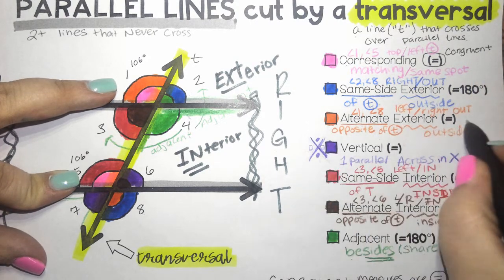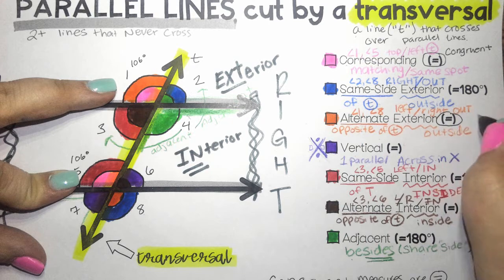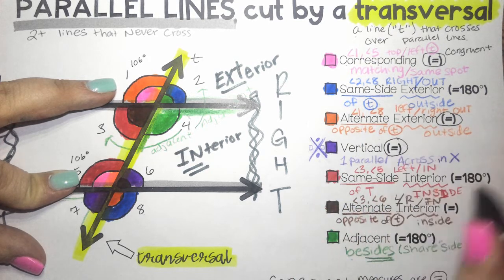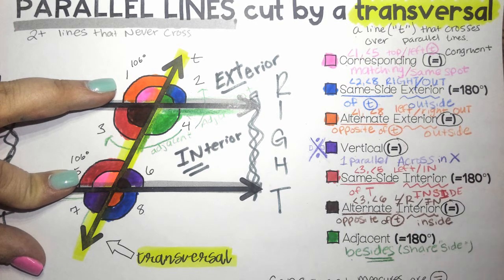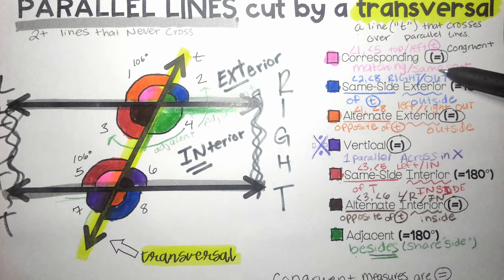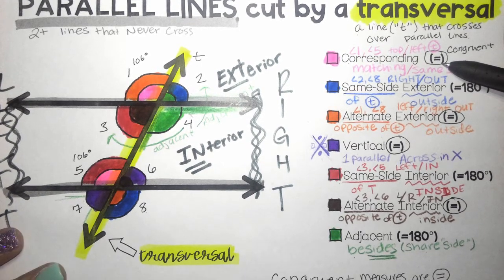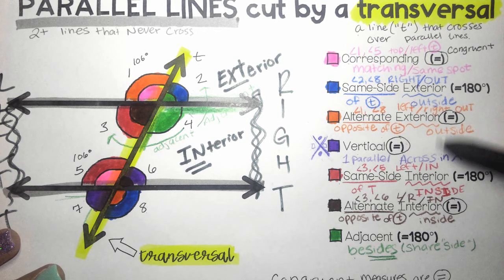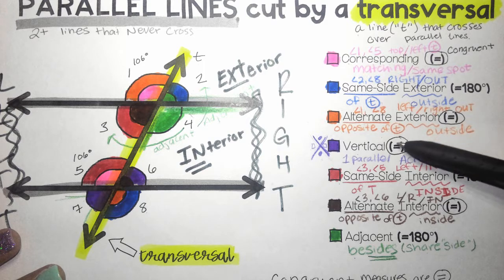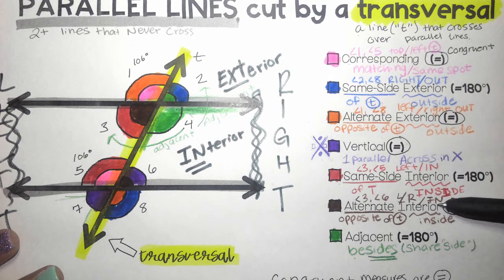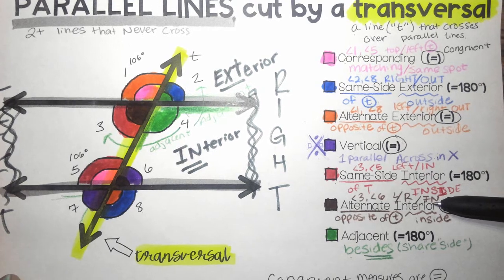So alternate exterior angles are also congruent. Vertical angles are also congruent. Alternate interior angles are congruent. So if I've got matching spot, same measure, alternate sides, somehow alternate in or out, and then vertical, so across. Those will give me pairs of angles that have the same exact measure.